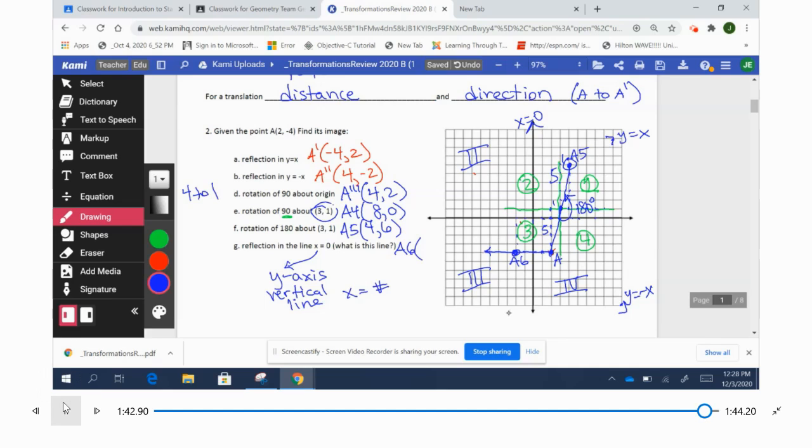All right, that should be it for the first page of the review packet.